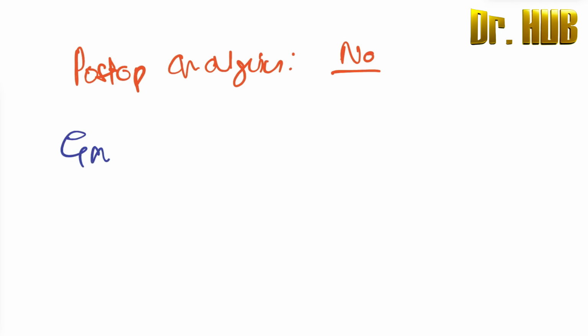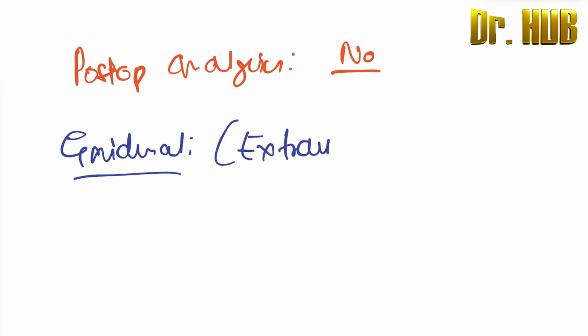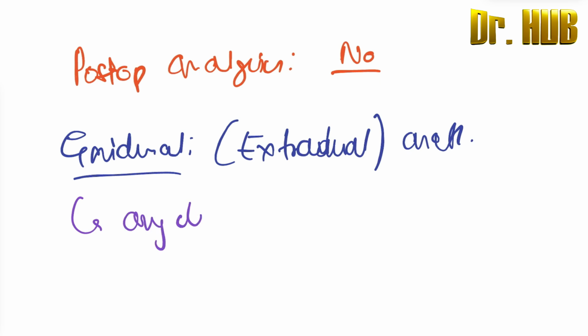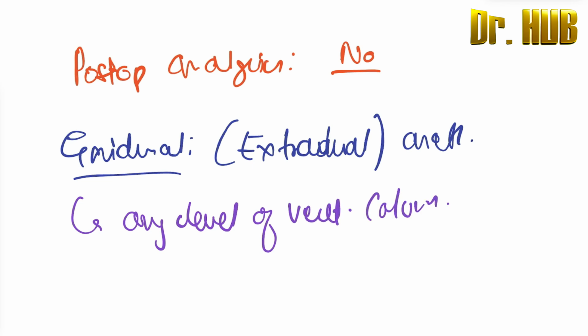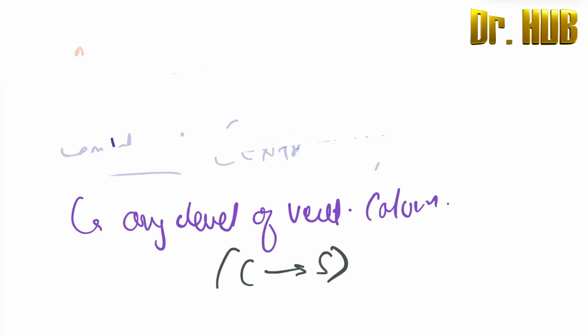Now we look at the epidural anesthesia. Epidural anesthesia is nothing but extradural anesthesia. What is the level? It is given at any level of the vertebral column, whereas the spinal was given below L1 and L2. That is from the cervical to the sacral.